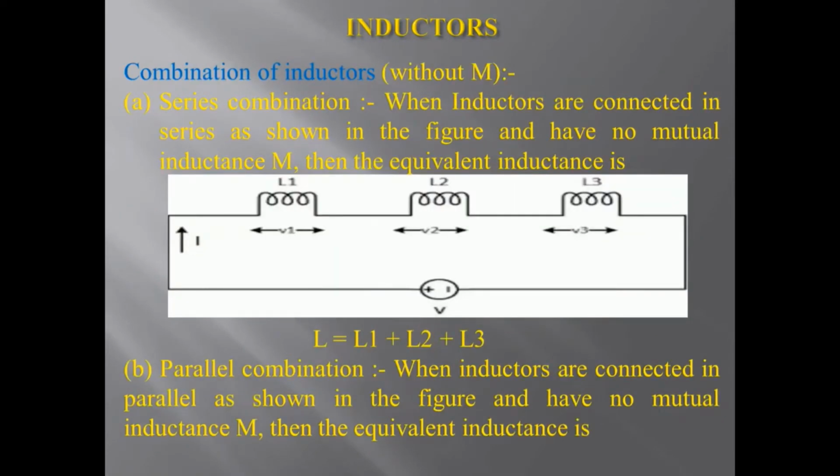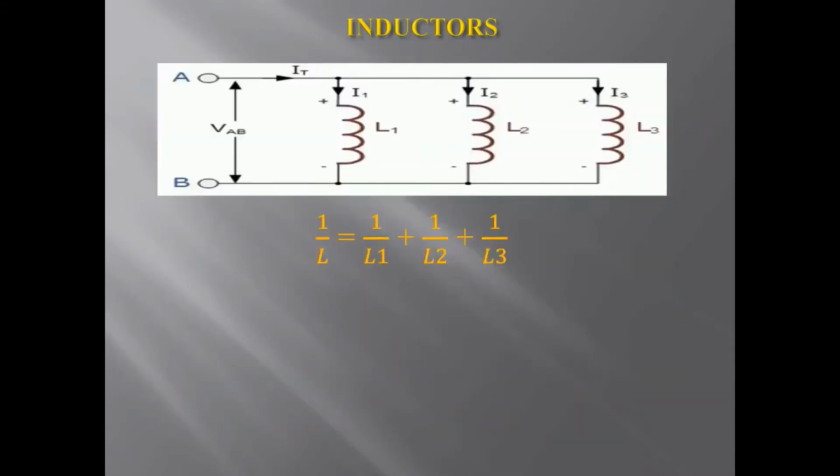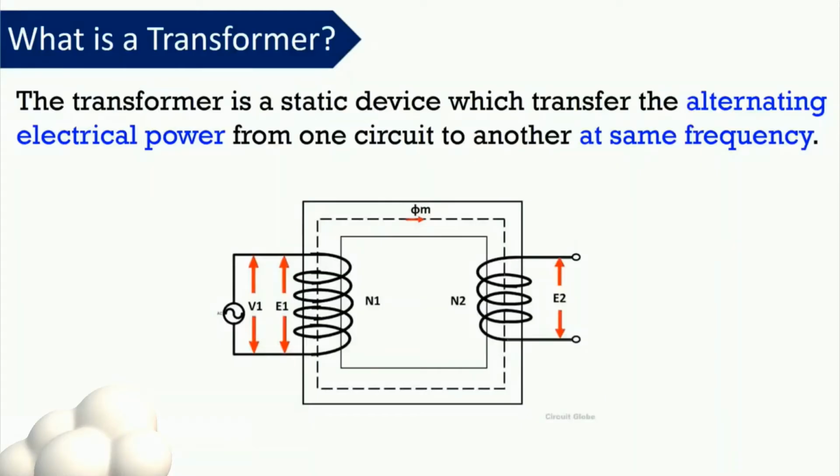Now when inductors are connected in a circuit, the combination can be series or parallel. The first diagram shows the series combination of inductors. It is similar to resistance. When inductors are connected in series, the inductances add up, given by the formula L is equal to L1 plus L2 plus L3. And if they are connected in parallel, it is exactly similar to what happens when resistances are connected in parallel. The formula will be 1 upon L is equal to 1 upon L1 plus 1 upon L2 plus 1 upon L3.